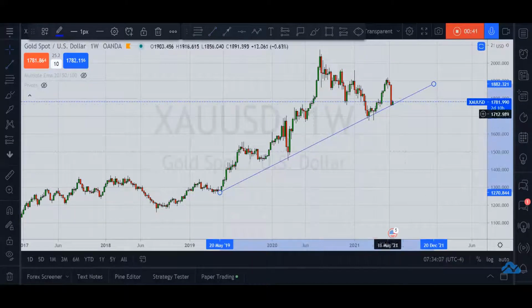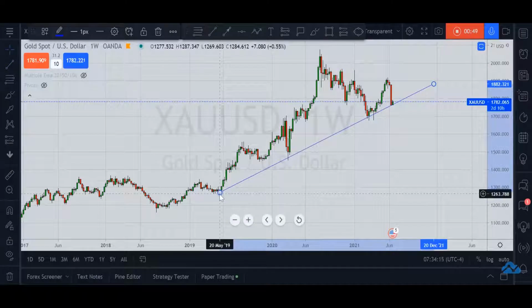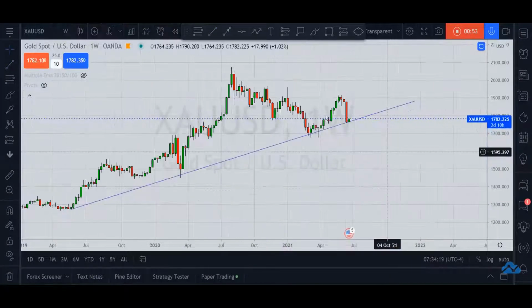So we have a diagonal level of support here. All right. And it's been respected up to this point. Again, this is since 2019. Okay. Now, that's one point.